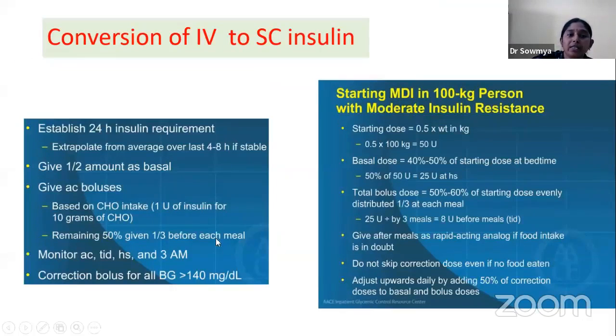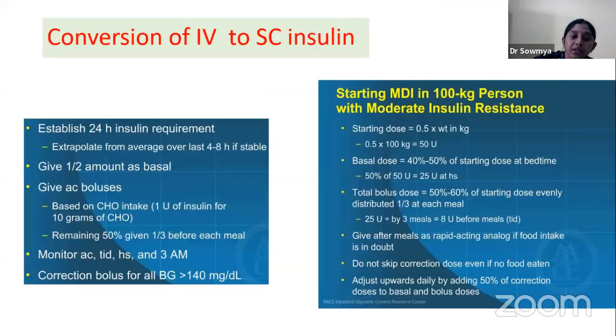So first we have to establish the 24-hour insulin requirement. This is the basal bolus regimen. So what is the 24 hours insulin requirement for the patient? Extrapolate from the average over the last 4 to 8 hours if stable. So we have to give 50% as the basal regimen, and accordingly the remaining 50% divided by 3, like 3 doses, each dose before each meal.